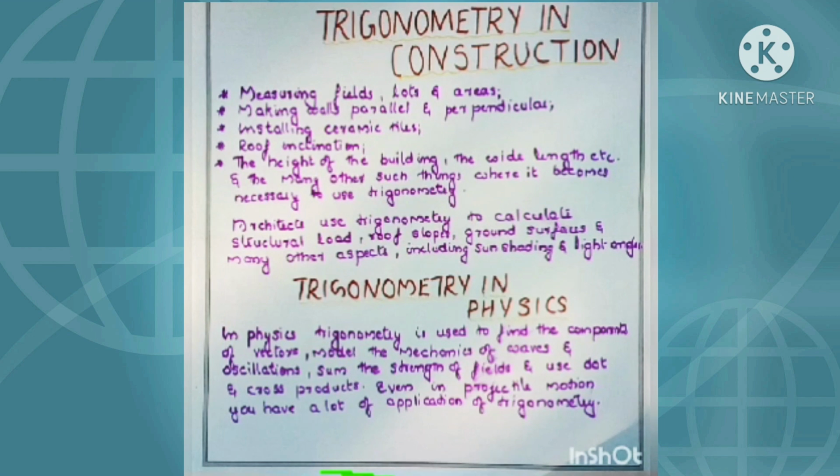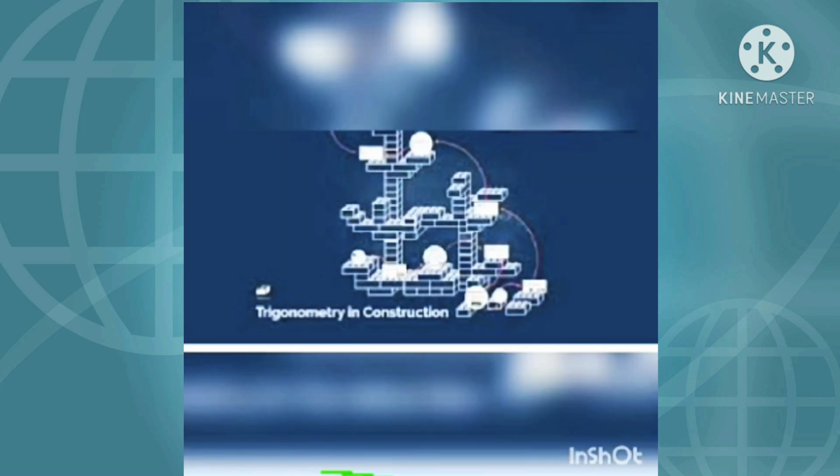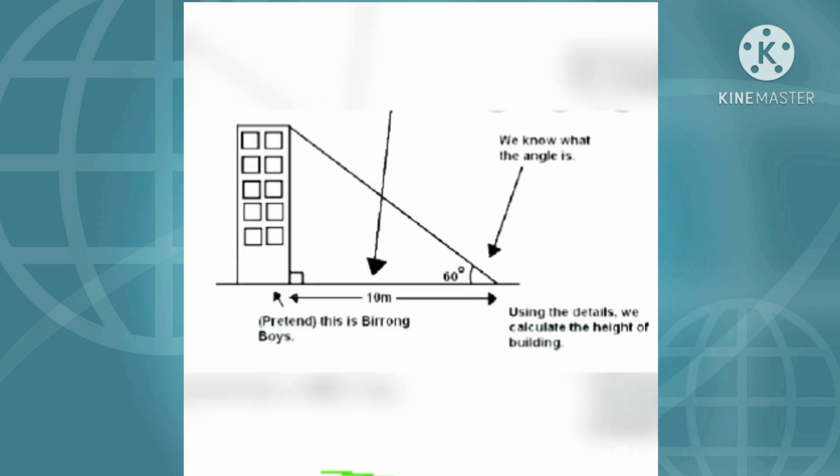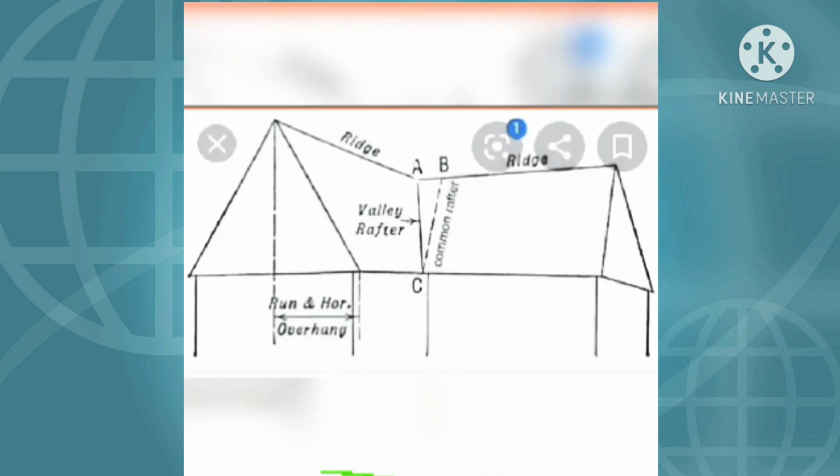Trigonometry in construction. Measuring fields, lots and areas. Making walls parallel and perpendicular. Installing ceramic tiles. Roof inclination. The height of the building. The wide length, etc. And many other such things where it becomes necessary to use trigonometry.